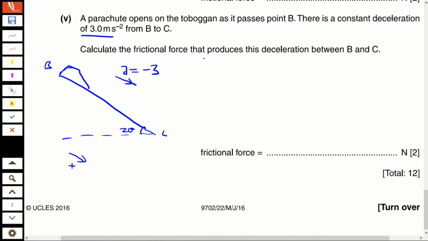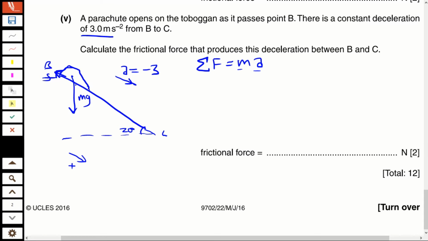Okay, so Newton's second law, the net force is mass times the acceleration. So we know the mass, we know the acceleration, we can find the net force. But what is the net force? Well, firstly, there is a frictional force this way. What's going to cause the toboggan to slide down? There is a gravitational force, mg.